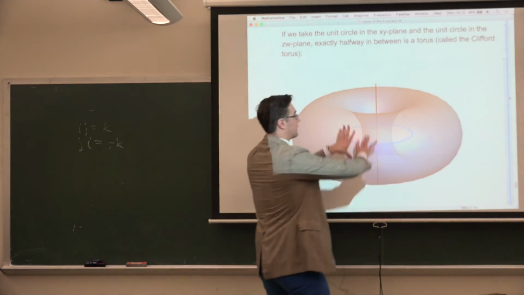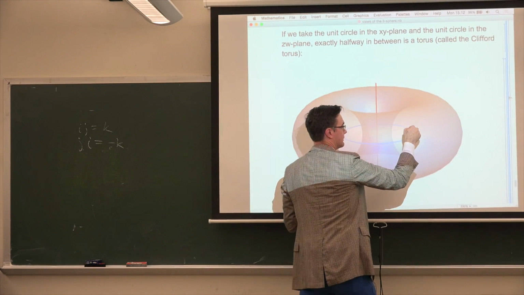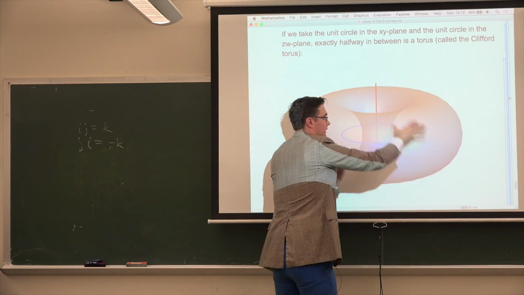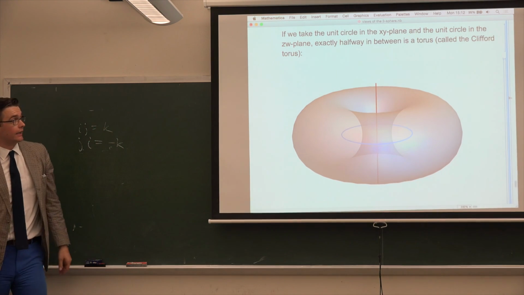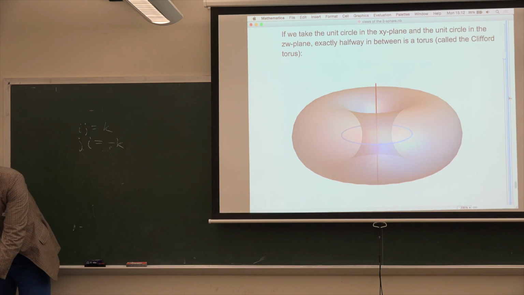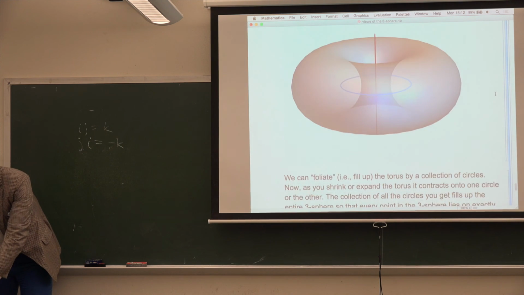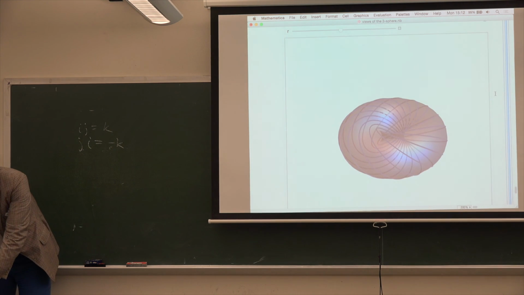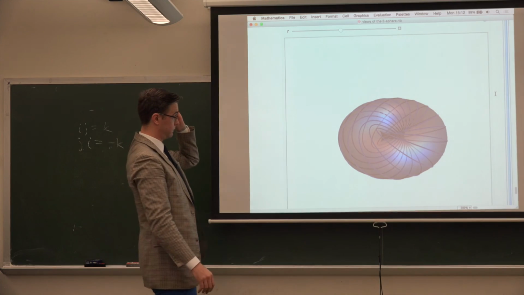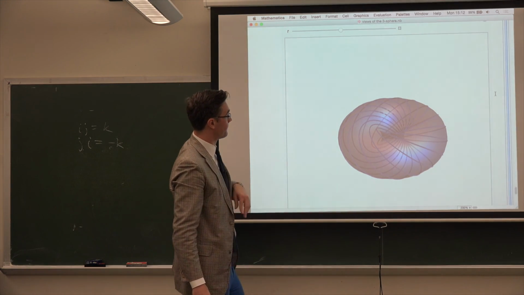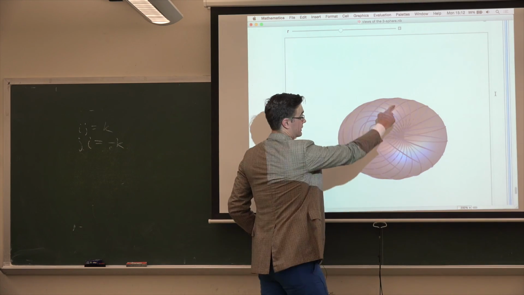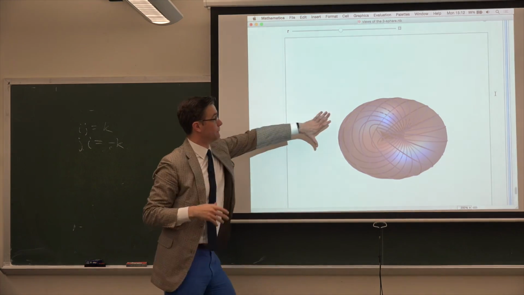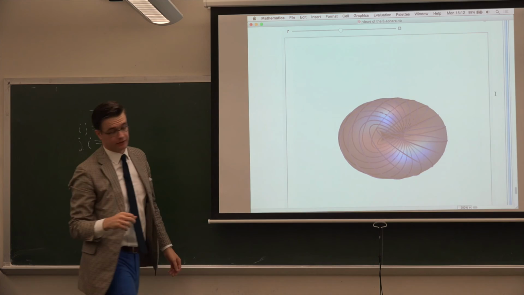And so now if you take the collection of points that are exactly halfway in between the blue and the red, you get a torus, which is called the Clifford Torus. And then something you can do on the Clifford Torus is you can foliate it by curves that look like this. So each of these curves doesn't intersect any of the other curves, and every point on the torus lies on exactly one of these curves.